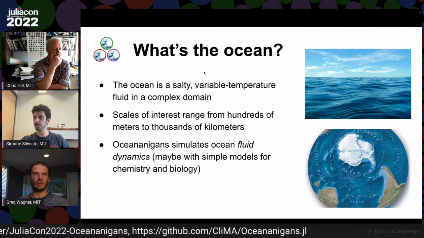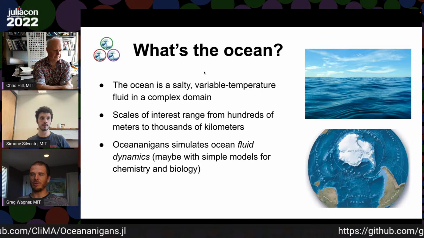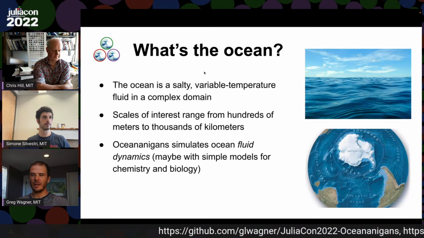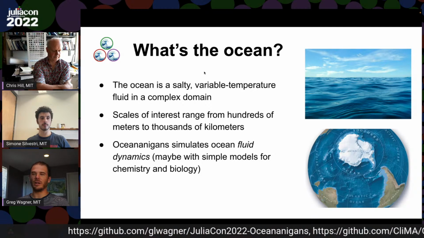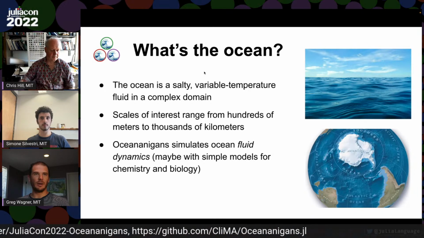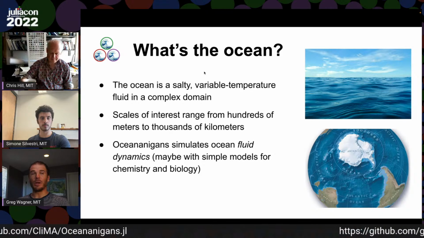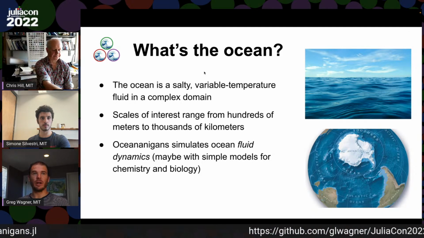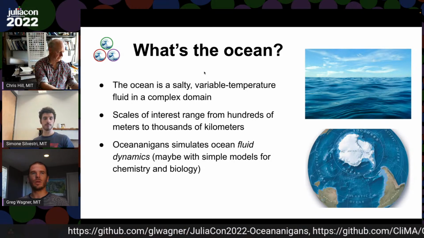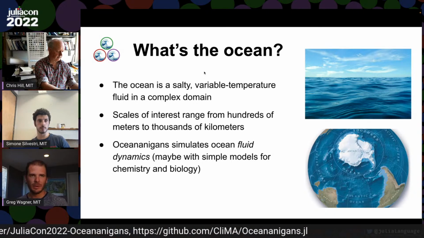And it's in a complex domain. We have continents, we have seamounts, we have rough bathymetry. Those are the kinds of things that are important to us. It's also worth mentioning that the Earth is a sphere, so the ocean is in a thin spherical shell on the surface of the Earth. That's an important use case for Oceananigans, but we're also interested in idealized problems where processes might occur in things like rectangles, for example.